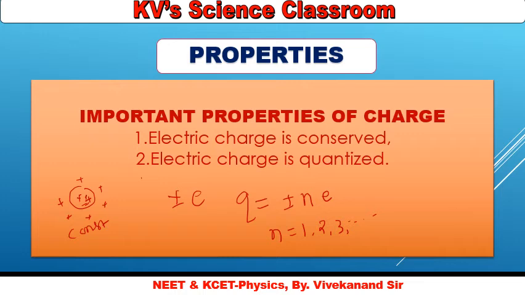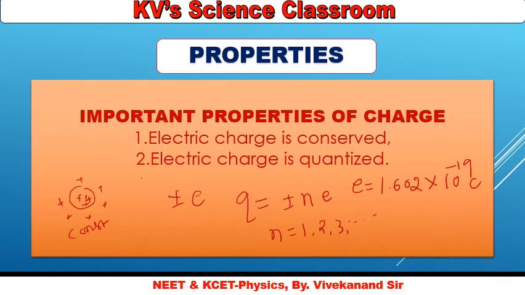Now this electric charge is there. This value of the electric charge, you can write it like this. For example, e is known to you people. That is 1.602 into 10 raised to minus 19 coulomb. This is the value of e.